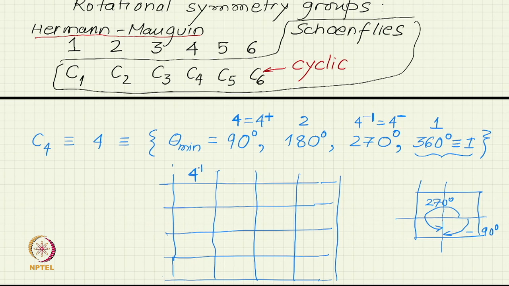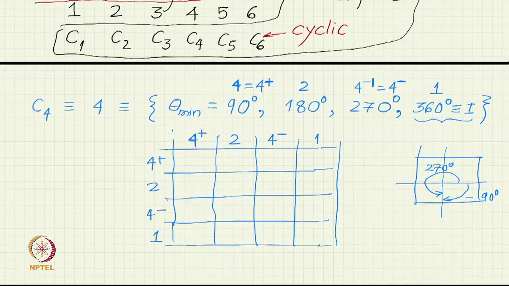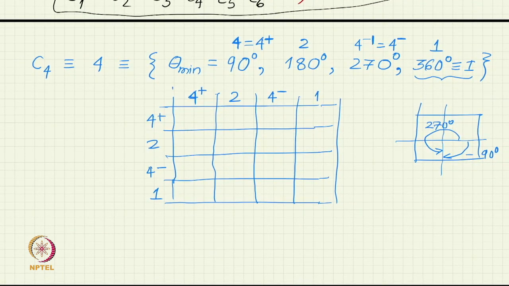So, let us call it 4 plus, 2, 4 minus and 1, and here we have 4 plus, 2, 4 minus and 1. I have gone a little bit unconventional here. Usually one starts with identity. So, identity usually is the first element in both the row and the column, but it does not matter, this will also work, and then you just multiply and get your table.